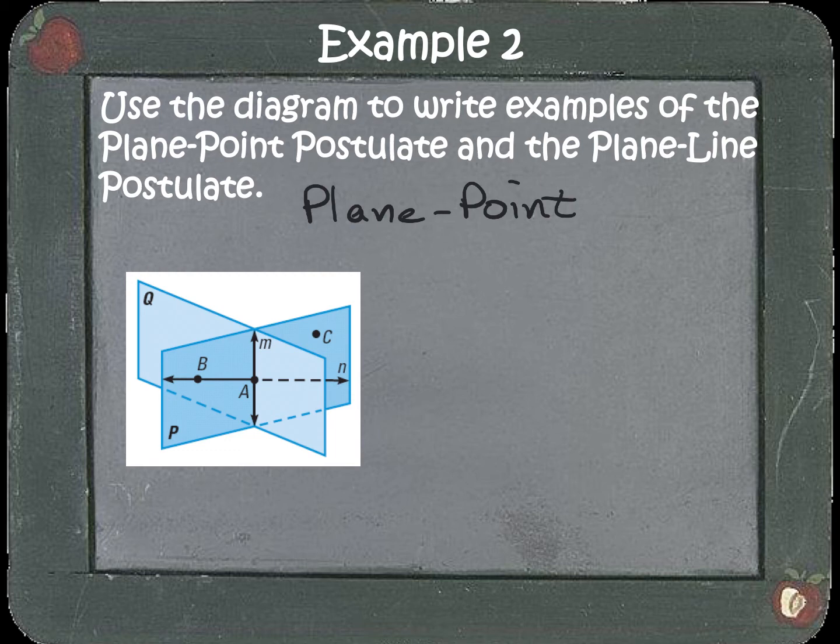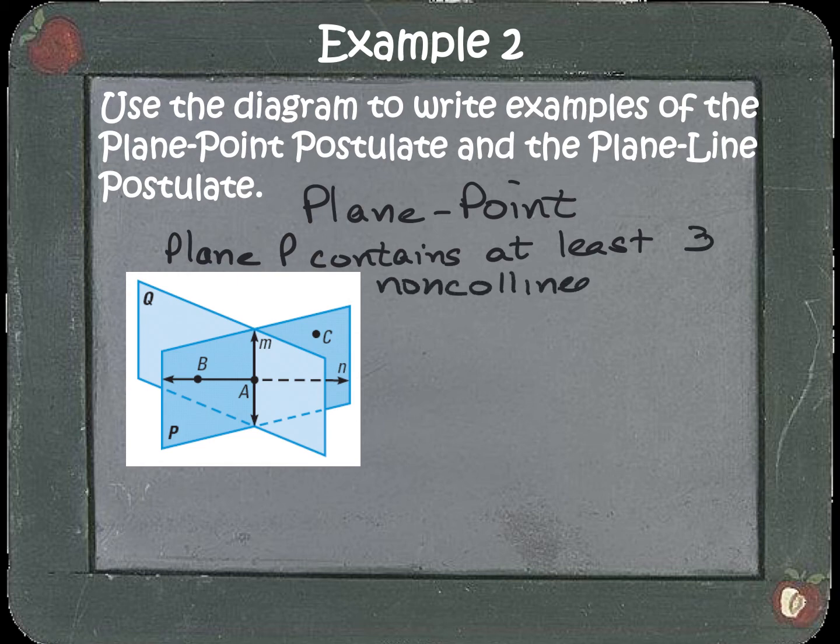So now I'm going to say specific to this picture. Now, Q is the name of the plane and so is P. But I'm going to use plane P, and my statement will be plane P contains at least 3 non-collinear points A, B, and C. So I need the specific plane that's in the picture and then the 3 non-collinear points.